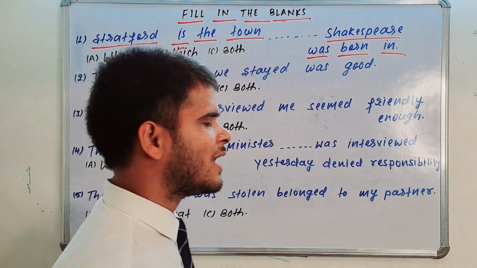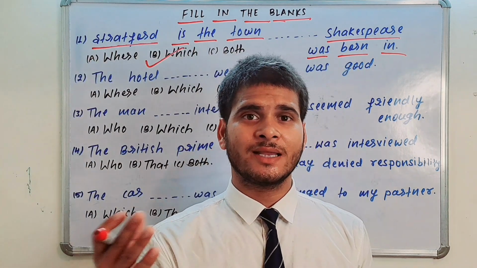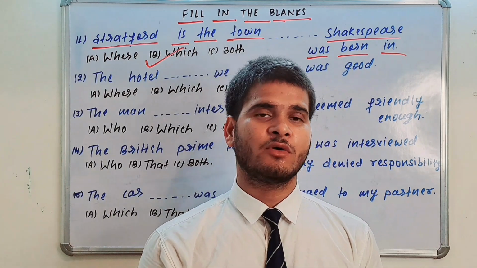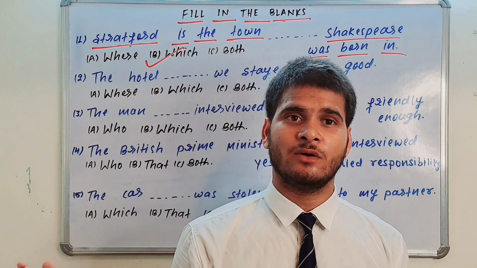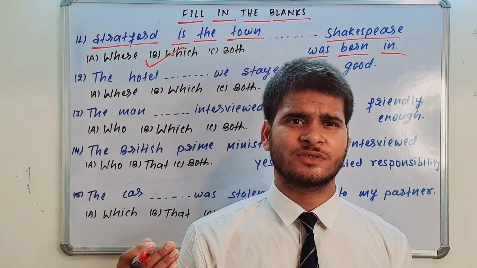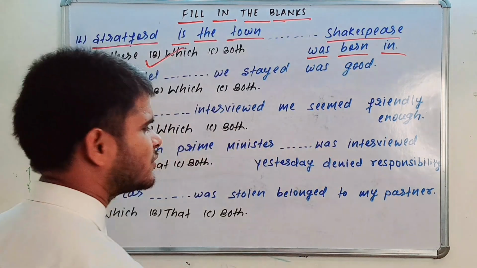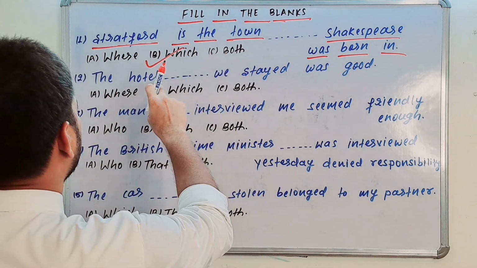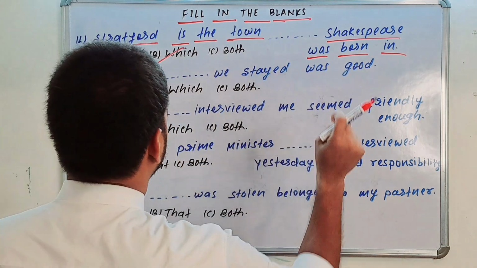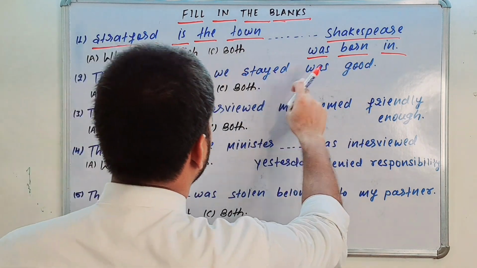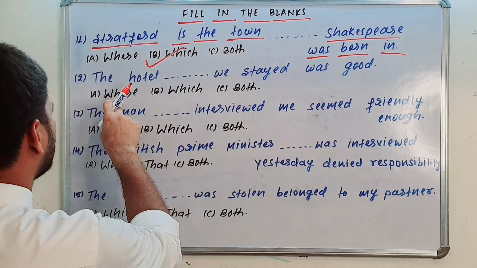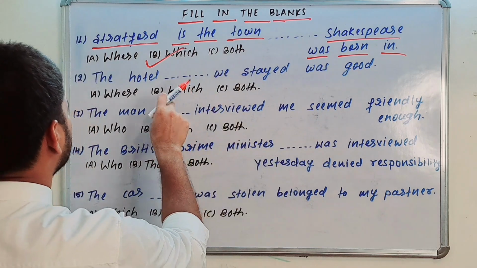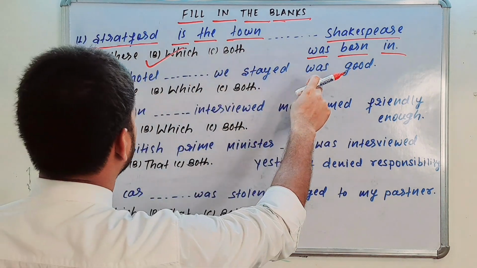First, see, I told you that a relative pronoun is usually and often used with a subordinate clause, a dependent clause, as a subject or as an object. Go and watch that video to learn the complete use of relative pronouns. So here: the hotel that we stayed was good. Option A, where: the hotel where we stayed was good. Option B, which: the hotel which we stayed was good.